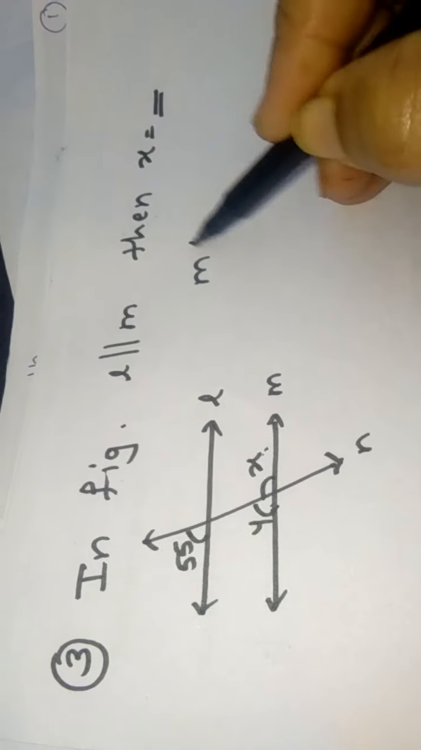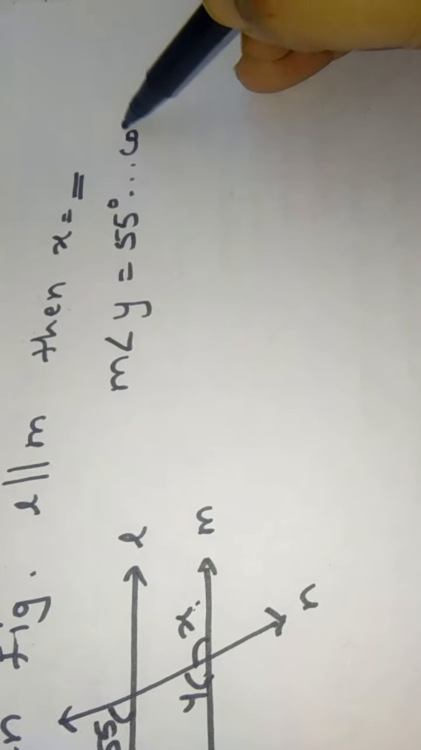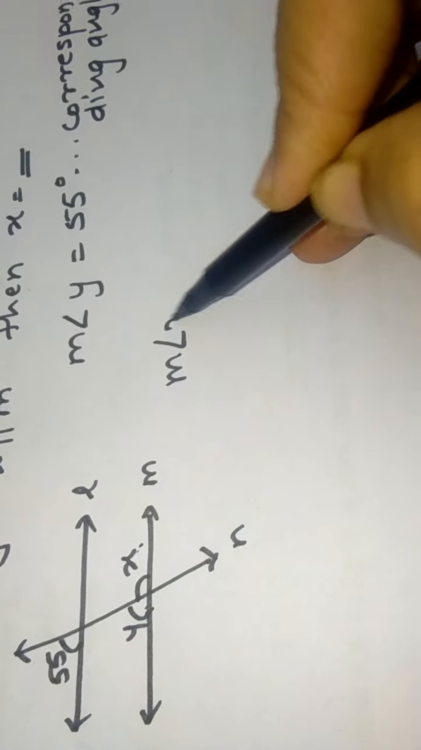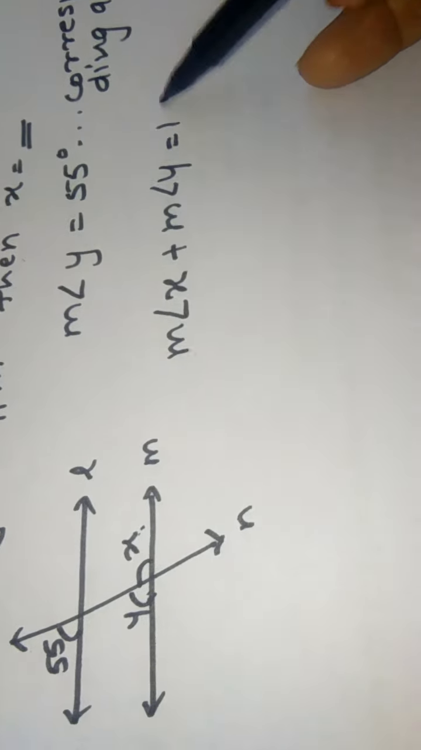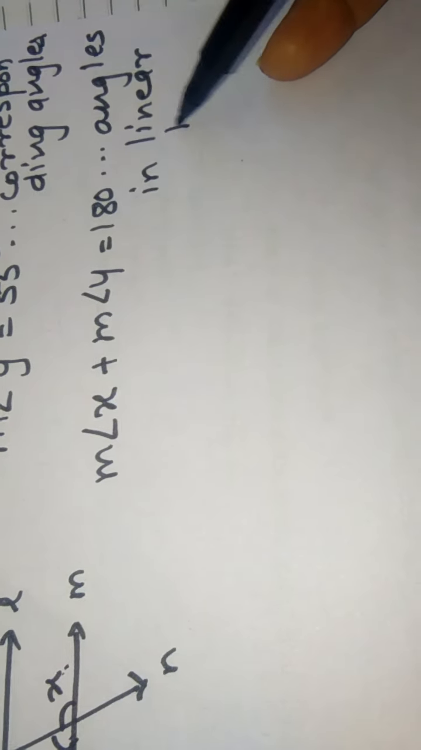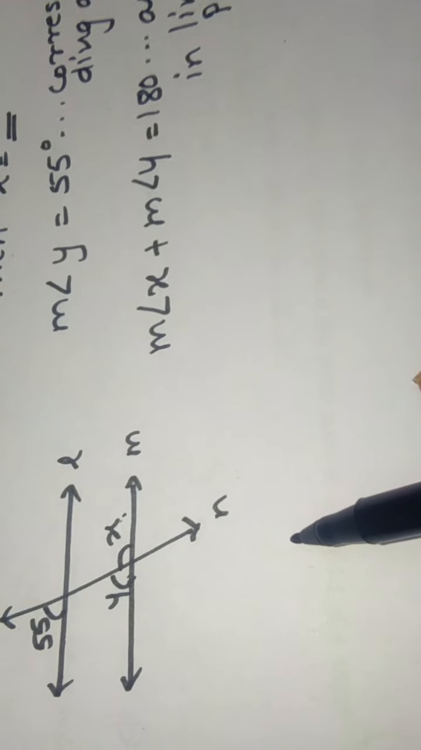See, measure of angle Y is equal to 55 degree. Why? Because they are corresponding angles. And measure of angle X plus measure of angle Y is equal to 180 because they are angles in a linear pair. Now we know the value of Y. The value of y is 55.